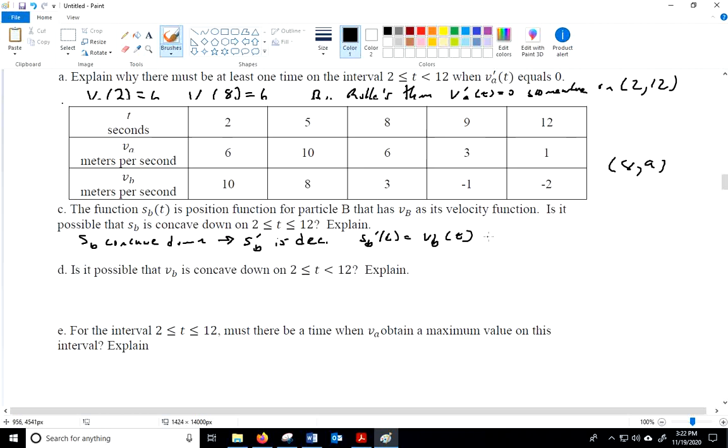Do I know it's concave down everywhere? Maybe it increased for a little while. I don't know. But because the table shows decreasing values of V sub B of T, it is possible that S of T is concave down.